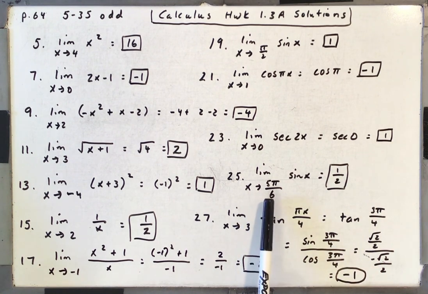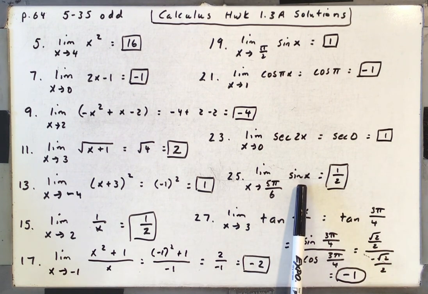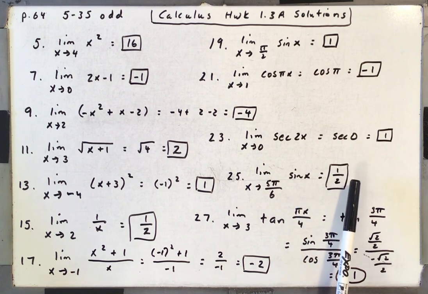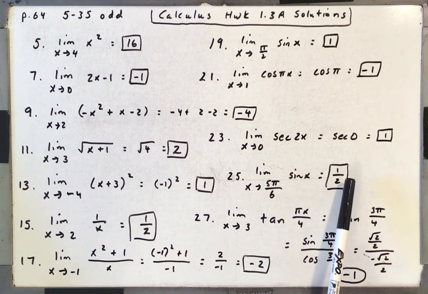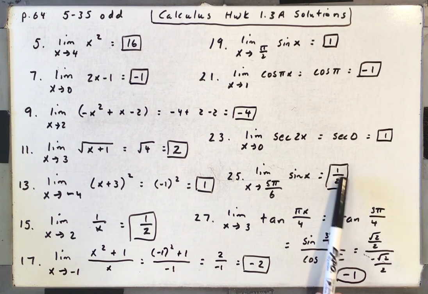All right, we're going to plug in 5 pi over 6. Sine of 5 pi over 6, just consult your unit circle. Remember, that's going to be in quadrant 2. Sine is the second value in the parentheses, and that's 1/2.